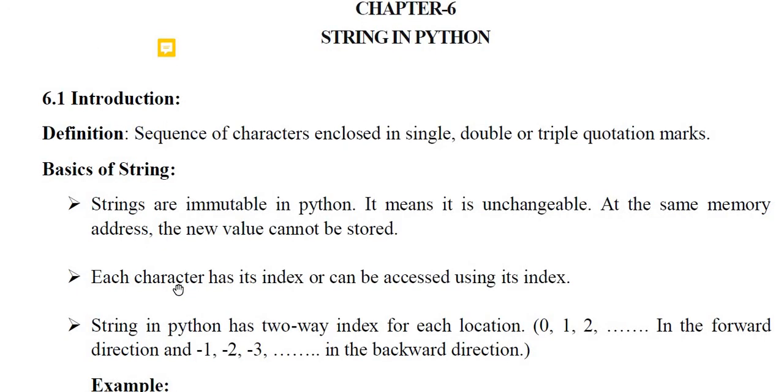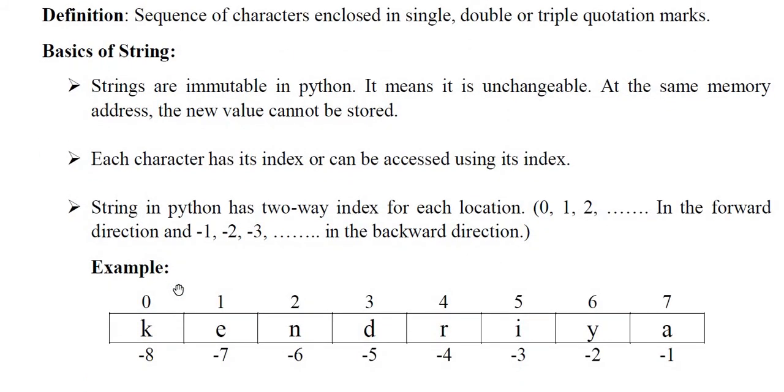First point, strings are immutable in Python. As I told you, immutable means whatever value you stored in the string data type cannot be changed later on. That means immutable means unchangeable. At the same memory address, a new value cannot be stored. I will give you one example also.